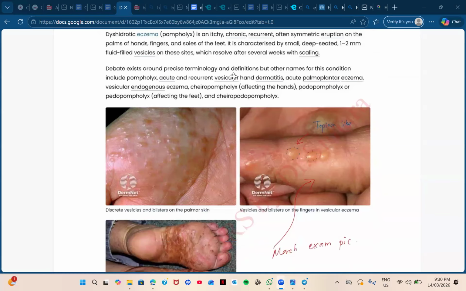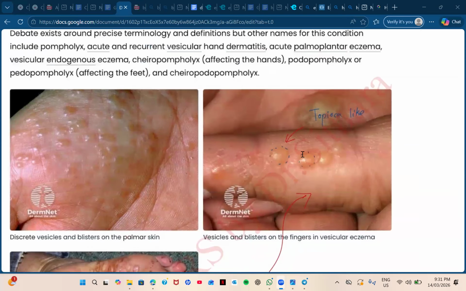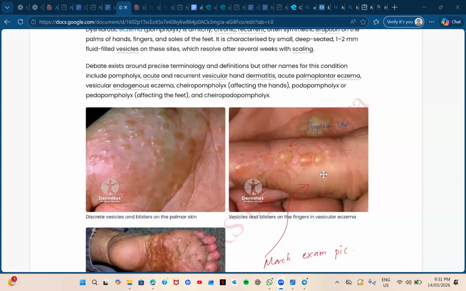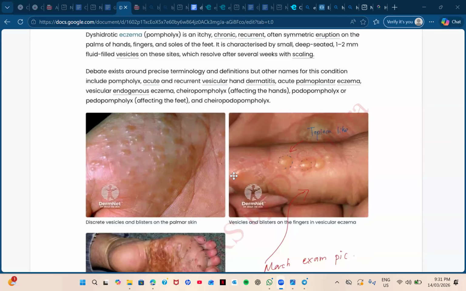You all know about bubble teas, right? And do you remember the tapioca inside it? This seems like tapioca, right? Here, these are tapioca-like lesions, right? And here, in the March exam, they asked about this one, okay? In March 2025. So please remember.